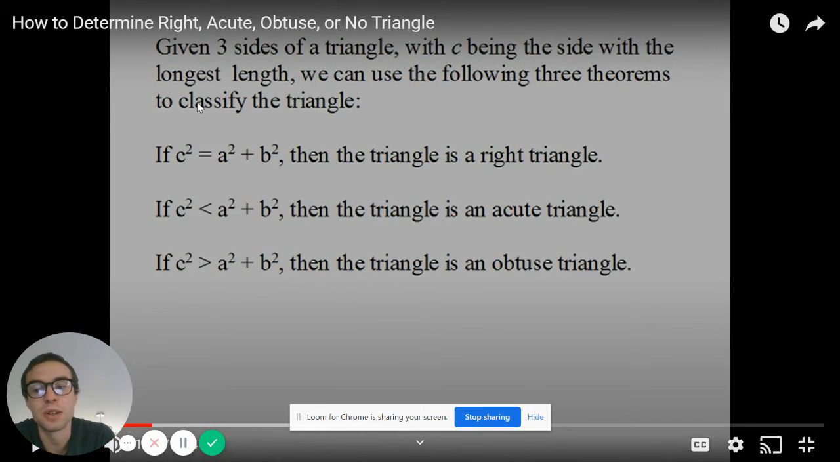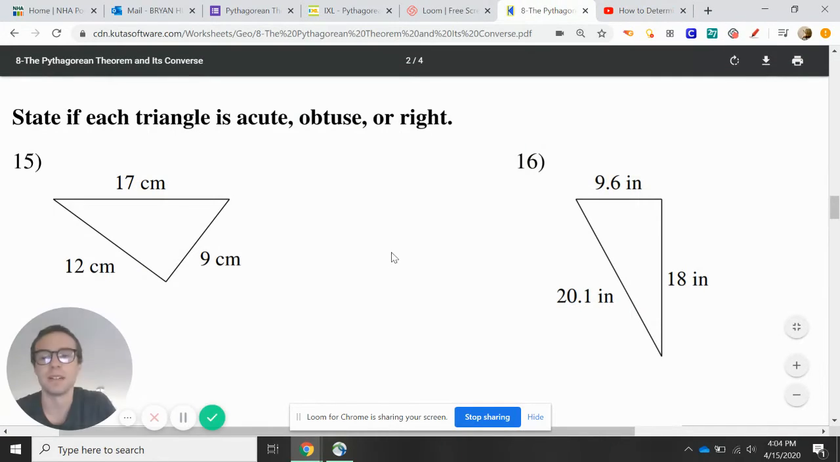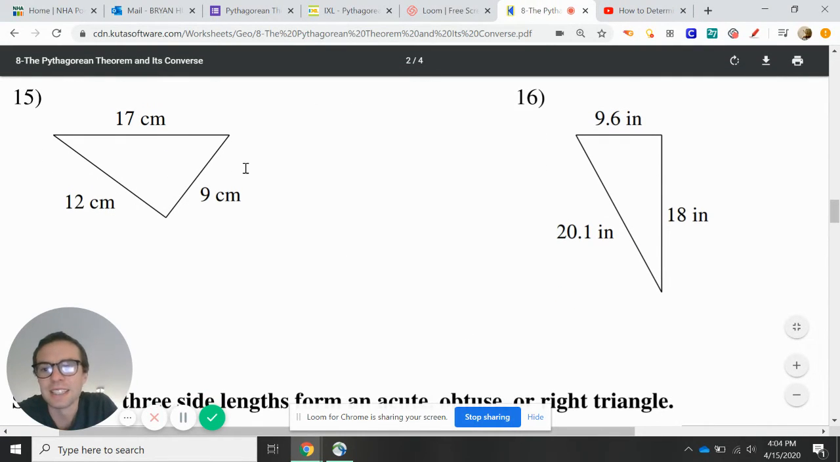These are some notes that you could write down. So you could pause this video right here and write some of this down. And this is just going to be another theorem that you'll learn in geometry next year. But again, it's a part of algebra too, because we're using algebra to solve these. So if I go back, let's look at one. Again, if the c squared is less, it's acute. If the c squared is greater, it's obtuse. So if I go back here, let's look at this one.